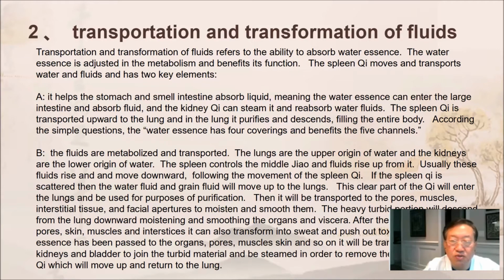B. The fluids are metabolized and transported. The lungs are the upper origin of water, and the kidneys are the lower origin of water. The spleen controls the middle jiao, and fluids rise up from it. Usually these fluids rise and move downward, following the movement of the spleen qi. If the spleen qi is scattered, then the water fluid and grain fluid will move up to the lungs.